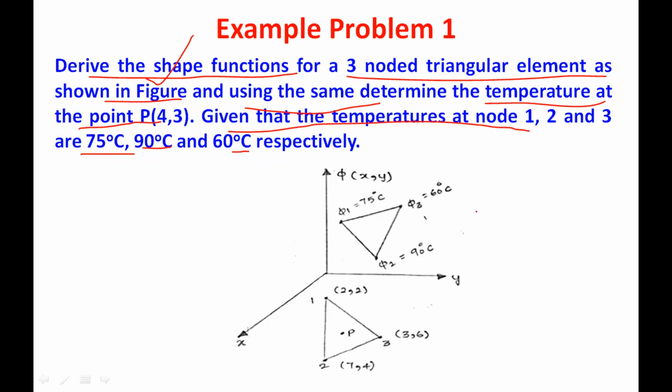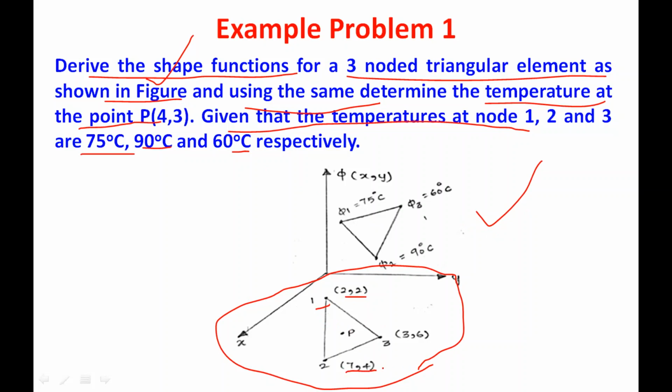So this is the representation of the triangular element. Here in the horizontal xy plane, we are marking the coordinates. Node 1 is 2, 2, node 2 is 7, 4, node 3 is 3, 6. No unit is mentioned, so we can leave it. Suppose they mention mm or centimeters, then we have to use that unit for solving the problem.